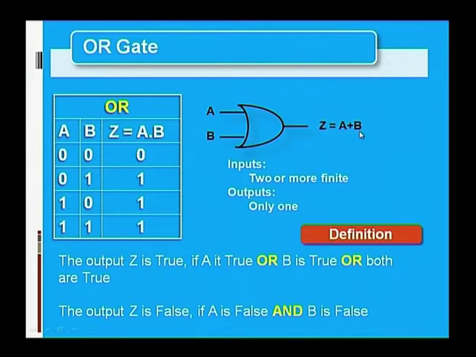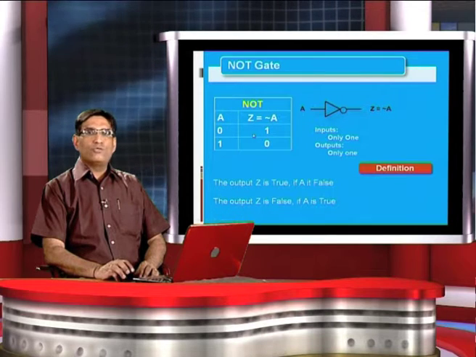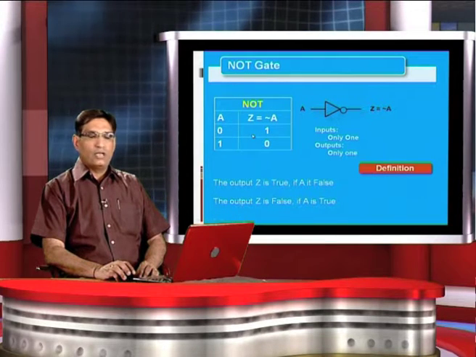Again, the definition of OR gate is similar to that of OR logic, where the output Z is true if A is true or B is true or both are true. The second definition says the output Z is false if A is false and B is false, also depicted by the truth table. Let us move to the third basic logic, the NOT logic.